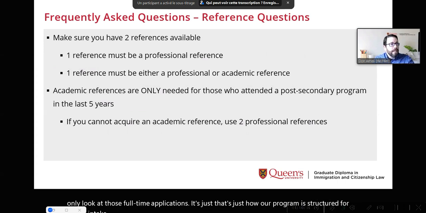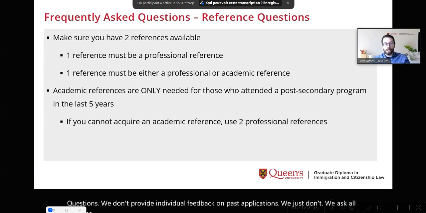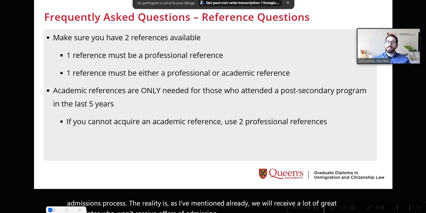All right, let's see if there's any additional questions. We don't provide individual feedback on past applications. We just don't. We ask all of those individuals to take a look at their application, what they submitted, against the admissions process. The reality is, as I've mentioned already, we will receive a lot of great candidates who won't receive offers of admission because we have limited space in all of our programs.